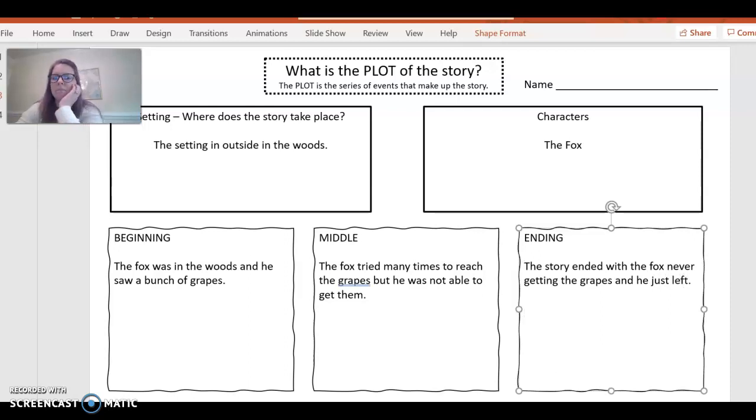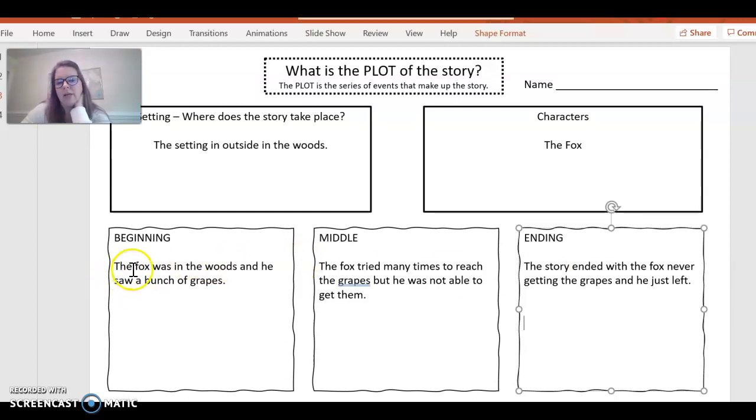Okay, so here's our story. The setting is outside in the woods. The characters are the fox. The fox was in the woods and he saw a bunch of grapes. The fox tried many times to reach the grapes, but he was not able to get them. And the story ended with the fox never getting the grapes and he just left.